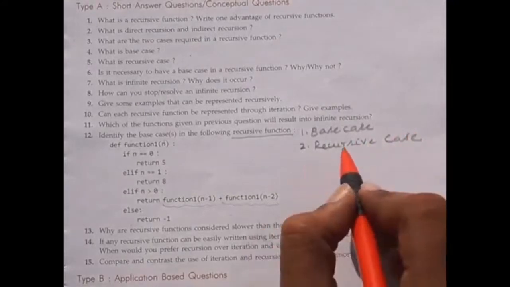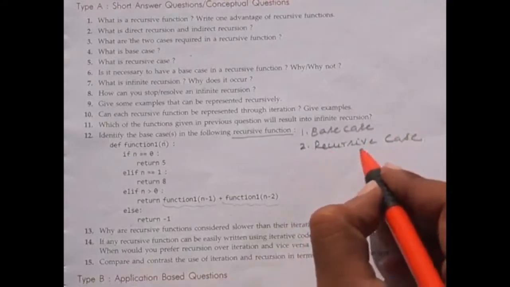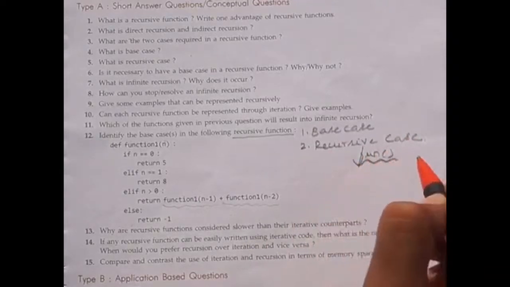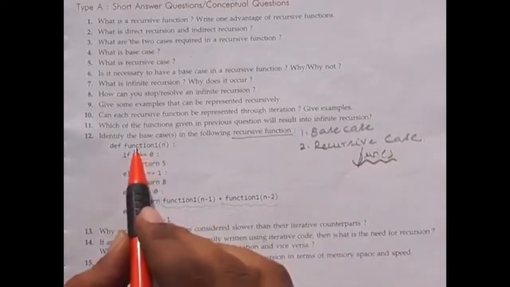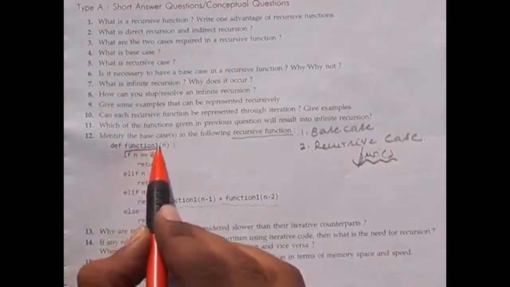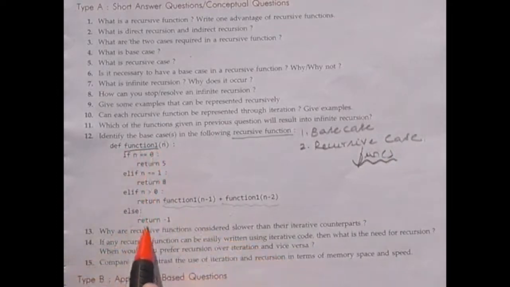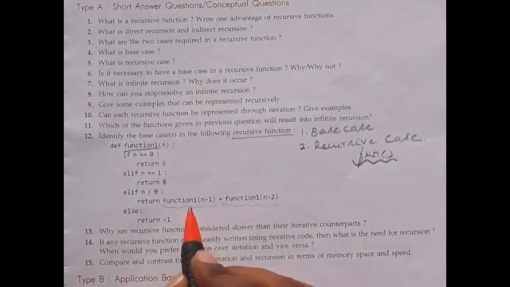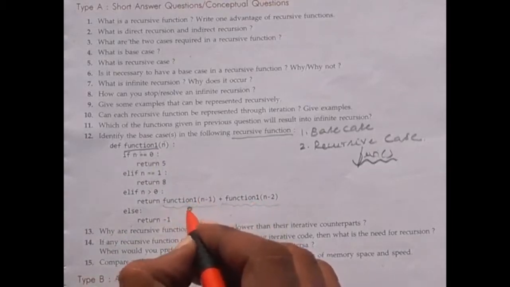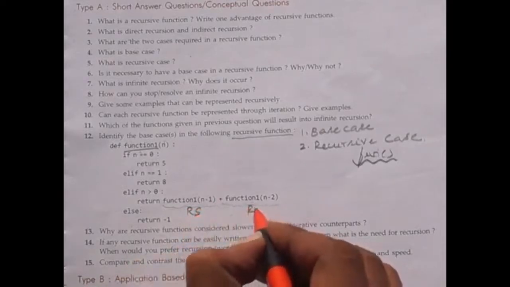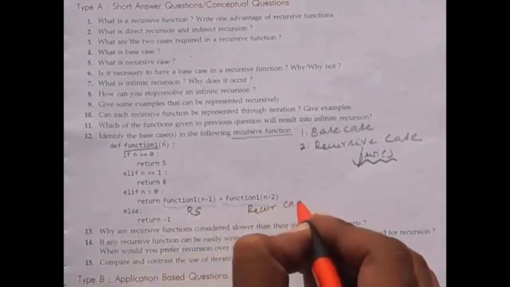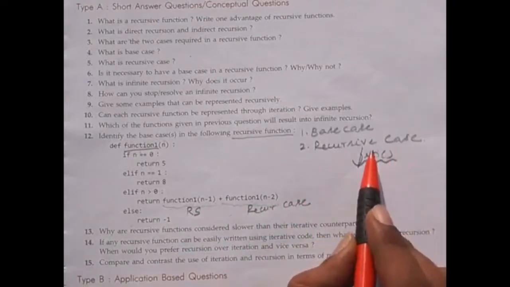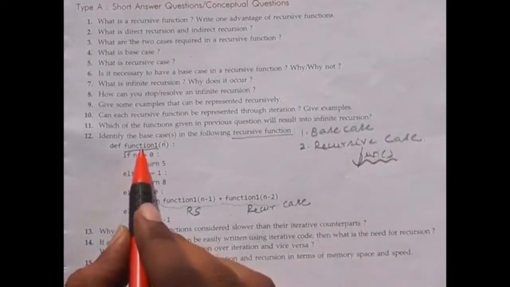A recursive case is nothing but a function call statement with the same name. You see what is this? It is function 1. Can you see any function 1 calls here? Yes, function 1 and function 1. So this is a recursive case, this is also a recursive case, and this is also a recursive case. Got it? Recursive case means nothing but a function call statement with the same name.